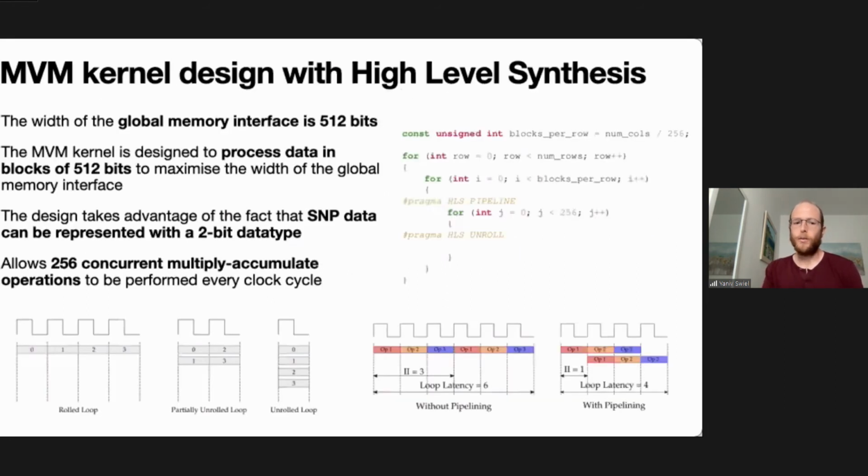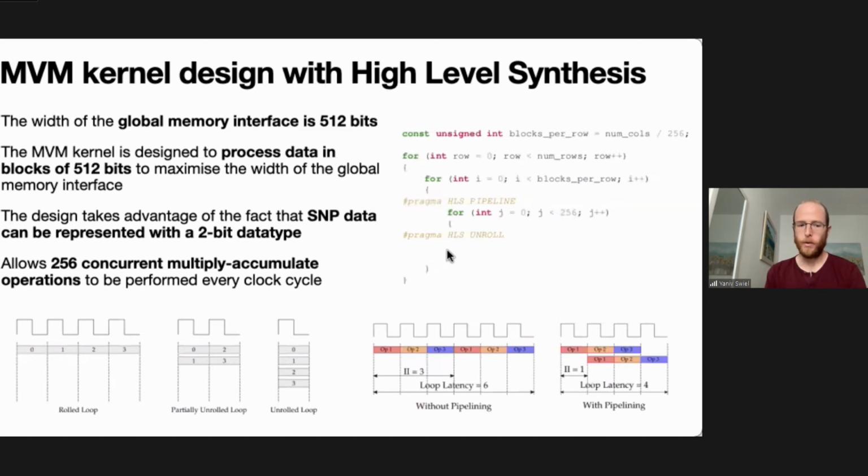The MVM kernel was designed to take advantage of the inherent parallelism provided by the FPGA hardware. Although the VU9P is a very large FPGA that can provide a large amount of parallelism, its resources are finite, and optimization of the hardware utilization was an important part of the design process. The width of the global memory interface is 512 bits, so the MVM kernel loops over the rows of the genotype matrix, which each represent one SNP, and processes each row in blocks of 512 bits or 256 SNP values.